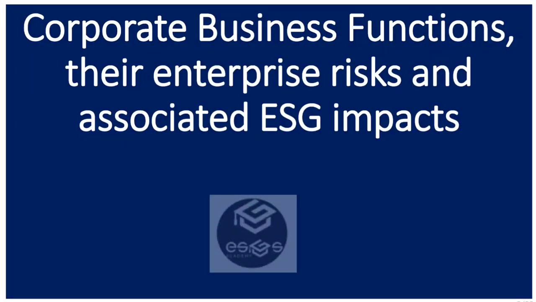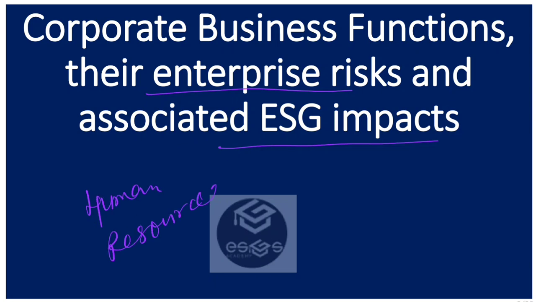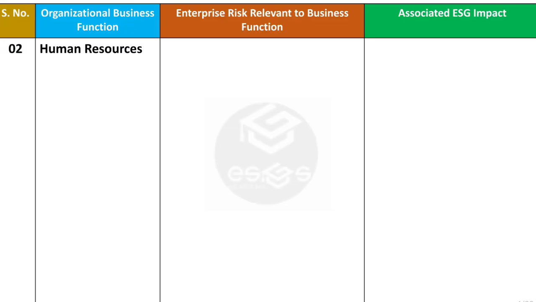So let us start one more business function and we will understand what are the associated enterprise risks for that business function and the associated ESG impacts, environmental social governance impacts. The next business function is human resources, or HR. So in this business function, what are the risks? We'll see one by one and we'll discuss the associated ESG impacts as well.